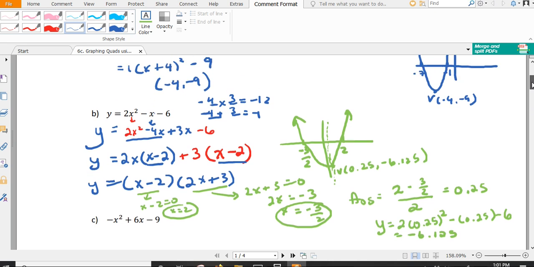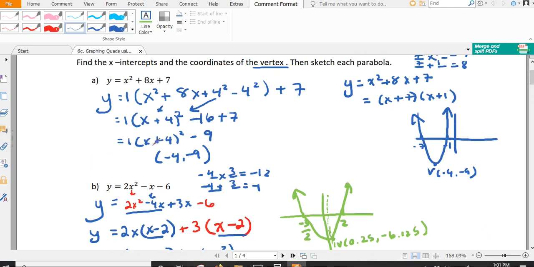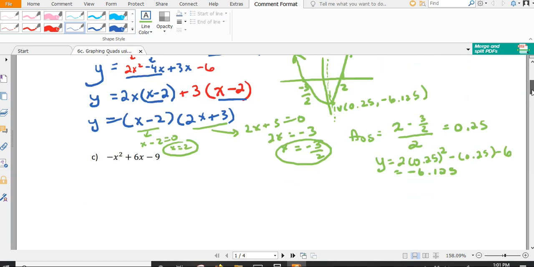So it's really up to you whether you prefer to complete the square to find the vertex, which I personally do, and factor to find the x-intercepts, or you can just factor, find the x-intercepts, add them and divide by 2 to find the axis of symmetry, which is the x value of your vertex, and then sub it into the original equation to get the y value. You can find your vertex that way as well. Okay, let's take a look at the next example.